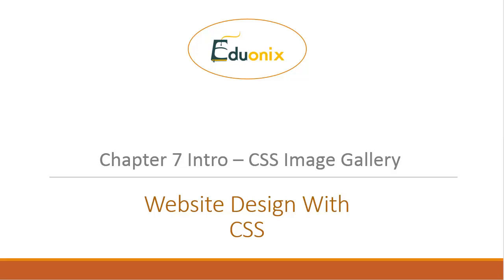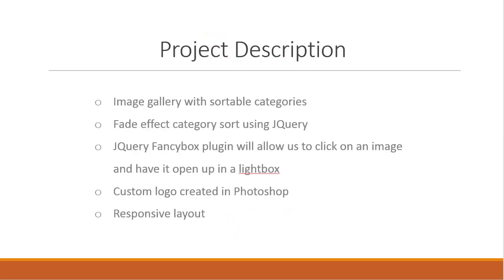In this project, we're going to be building a CSS image gallery, which will also use some jQuery to do certain functions. So this will be an image gallery with sortable categories, and that's one thing we're going to use jQuery for, is to filter and sort our images by category without having to actually create multiple pages for each category. So we'll basically look at the attribute. We're going to add some data attributes to the images, and depending on what that attribute is, it'll get filtered.